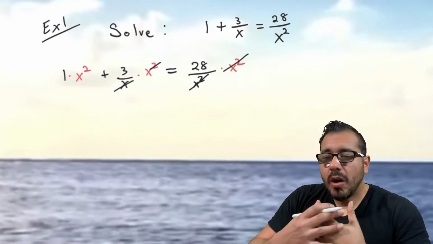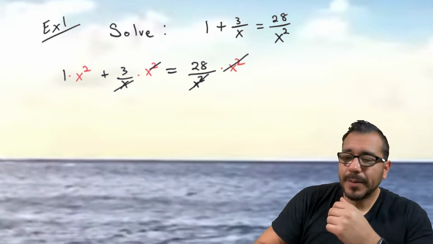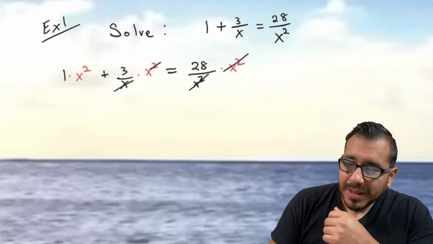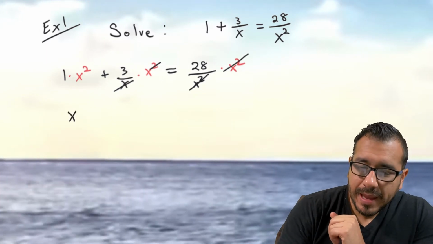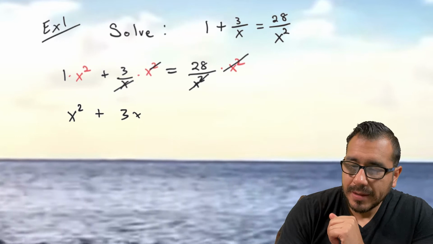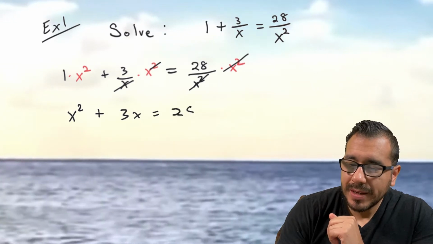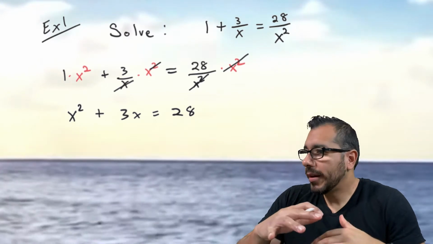And again, you always want to do things just to make life easier. And if it's not making it easier, don't do it. So let's go ahead and rewrite what we have. So we have 3x here, and that equals 28. So again, we want to be organized so you're not walking around lost.